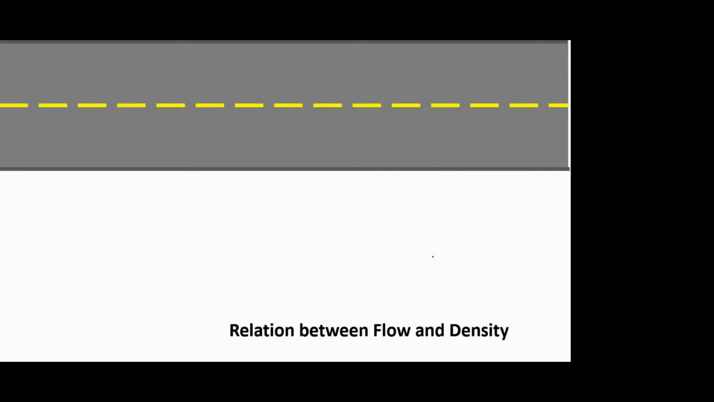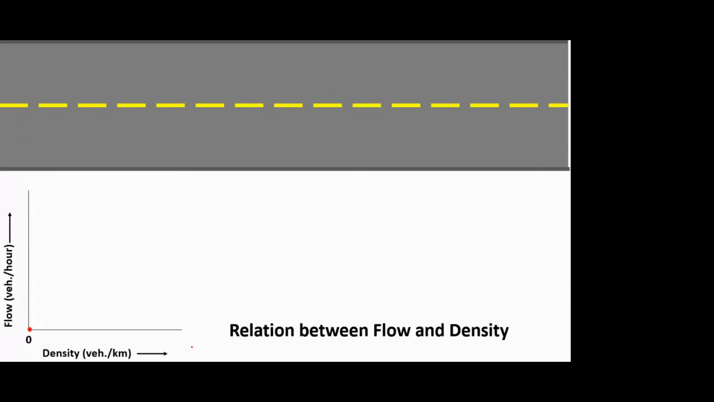Now the last relationship, that is the one between flow and density. So we have seen so far the relation between speed and density, speed and flow, and the last one remains is flow and density. Okay. So again, the same scenario, you have a two-lane road, unidirectional traffic, and you are plotting a graph. Now the graph is flow on the y-axis, which is expressed in vehicles per hour, and density on the x-axis, which is expressed in vehicles per kilometer.